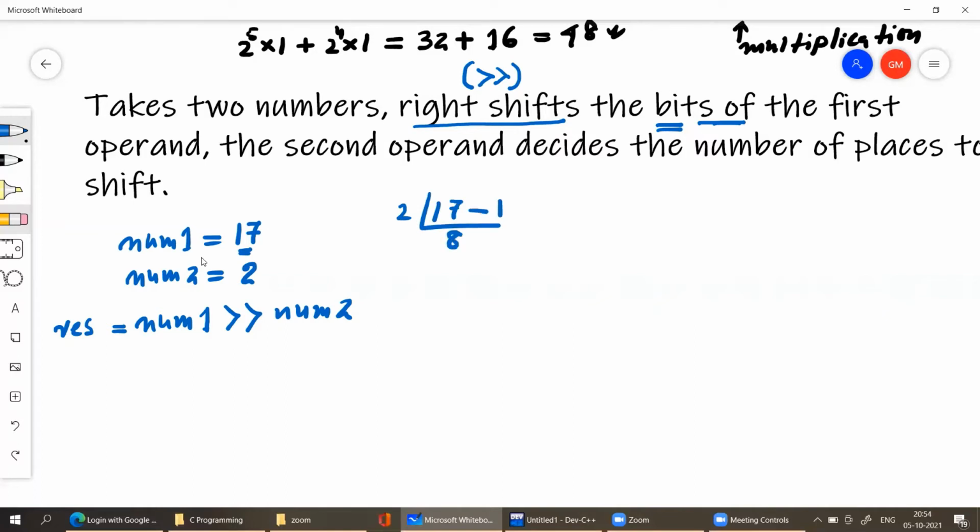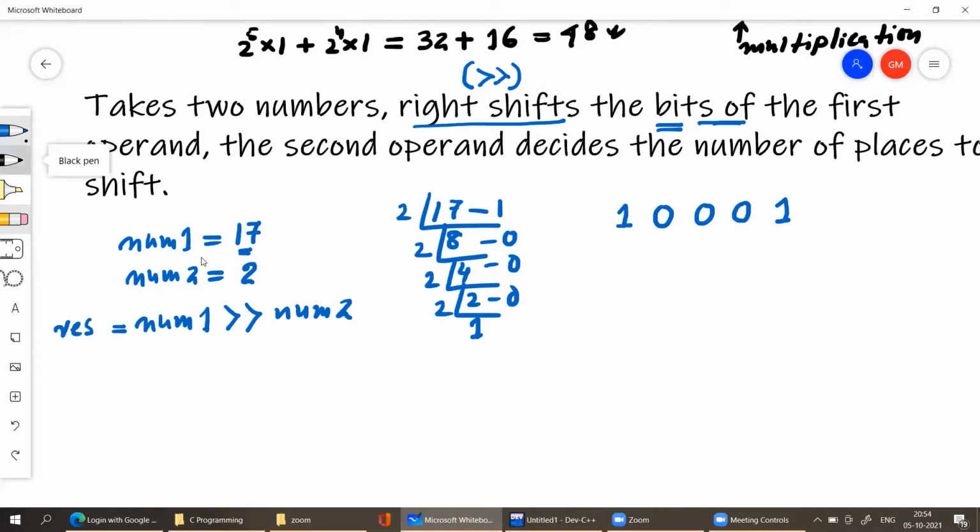17 divided by 2, it will become 8, divided by 2 it will become 4, divided by 2 it will become 2, divided by 2 it will become 1. This is the binary number of 17. So let's put this number over here: 1, 0, 0, 0, 1. Let's put the positions 0, 1, 2, 3, and 4. Here are the positions we have. Now what will it do? It will shift all the bits towards the right by 2 positions.